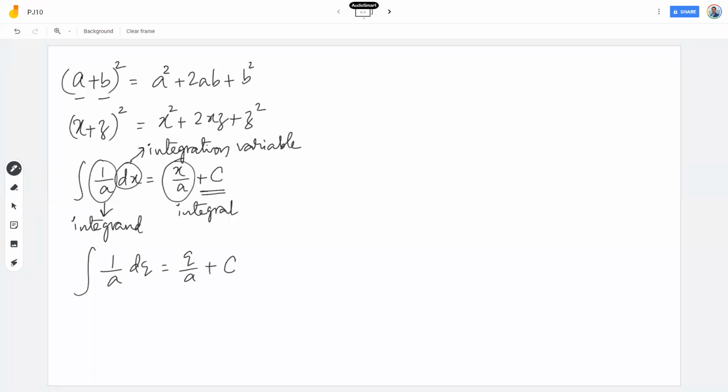That's all, Balamurgan. Like, where did x go? Such questions should not come. Understood? The integration variable here is dq. So that is what will reflect here also.